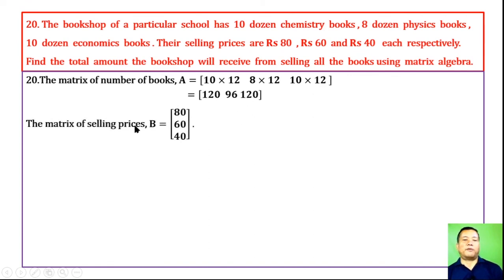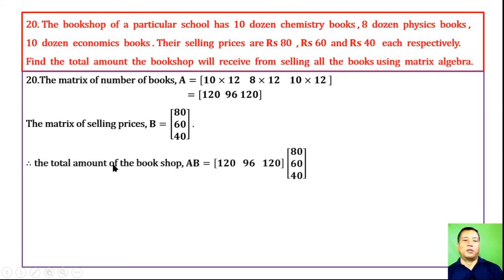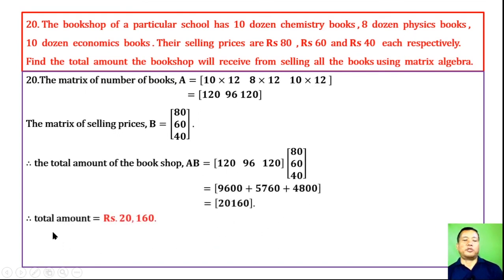The matrix of selling prices B is 80, 60, 40. That is, we get this. Therefore, the total amount from the books is the product of A and B. Multiplying corresponding terms and summing up we get this number. Therefore total amount is rupees 20,160.